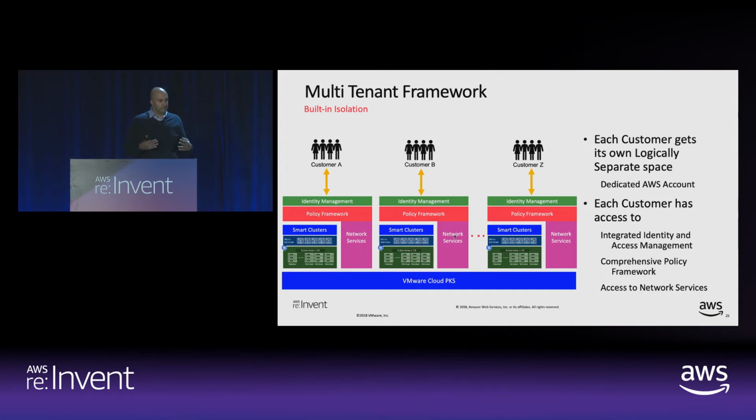In addition, the deployment of these clusters is actually a multi-tenant framework. What that means is when you come in and we deploy these clusters for you on Amazon, every single customer gets their own set of full instantiation of identity management, policy management, and all the multiple smart cluster components that come up and bring those pieces up, including network services. And everything is separated and segregated logically for you.